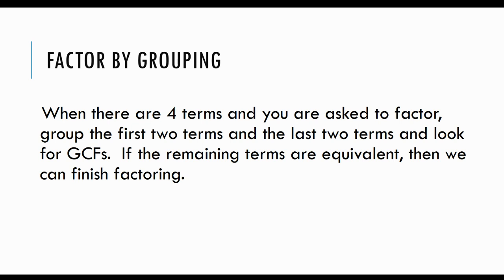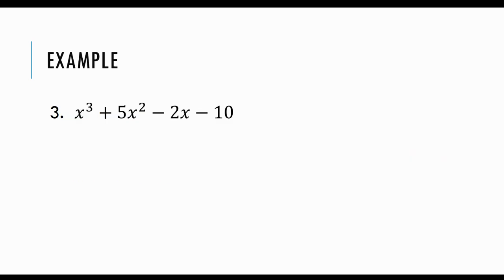So that second example is going to help us get into this concept of factor by grouping. When there are 4 terms and you are asked to factor, we group the first 2 terms together and then the last 2 terms together, and we look for GCFs. If the remaining terms are equivalent, then we can go ahead and finish factoring.